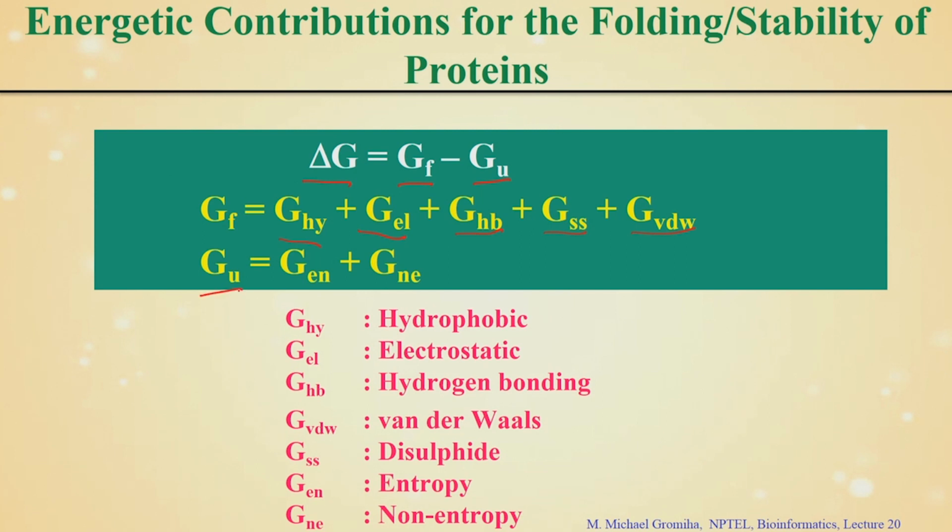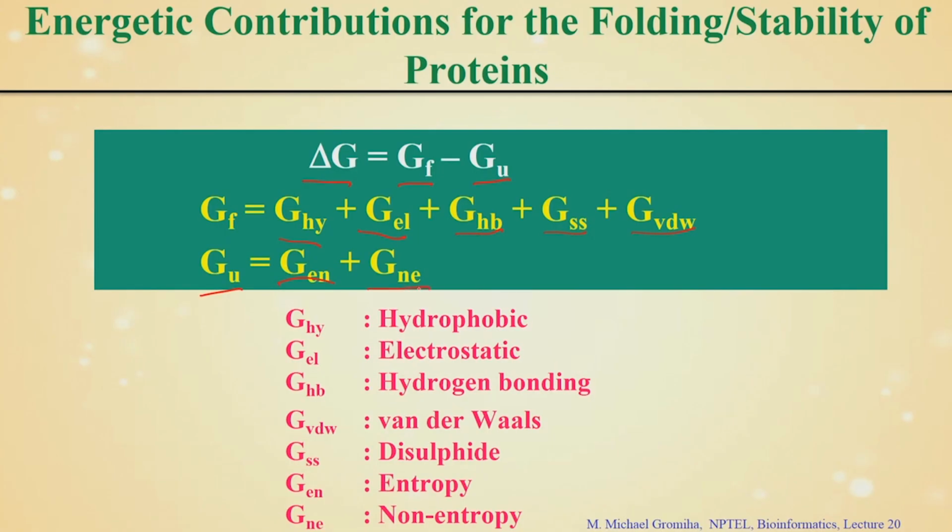When we take the unfolded state, what is the major contribution? Entropy, right? We can see the entropy contribution. And if you compare, the unfolded state is not completely random. There may be some interactions present which are available in the folded state. This is what we call the non-entropic term. For example, if you have some hydrogen bonds which are present in the unfolded state, for this we use the non-entropic term.